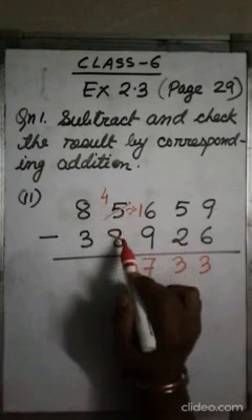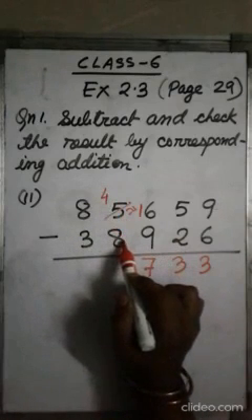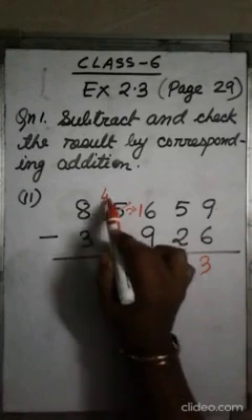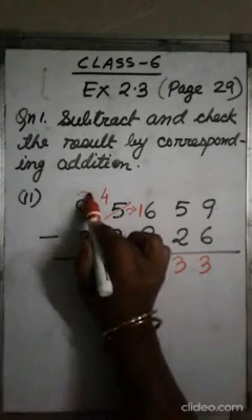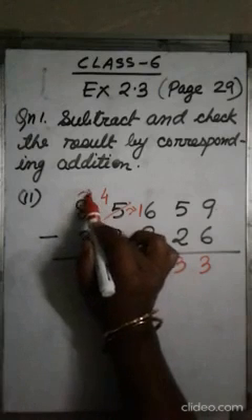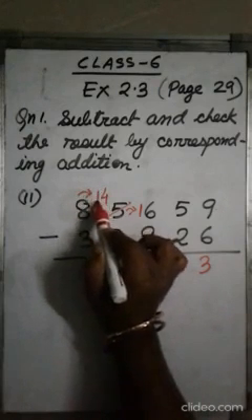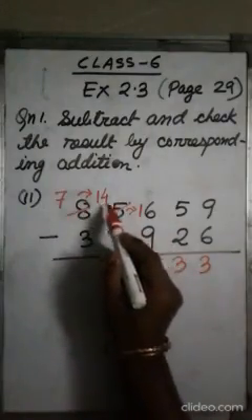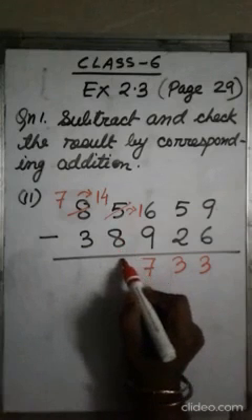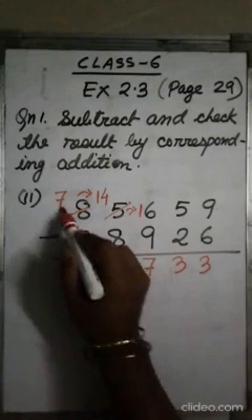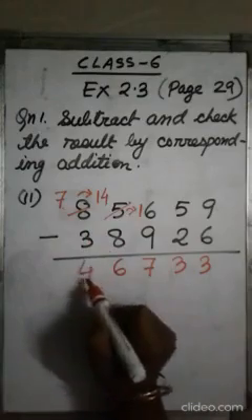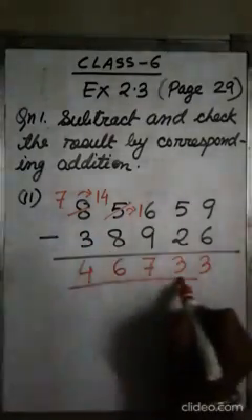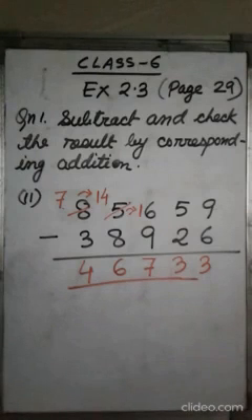Here 4 minus 8, again we can see 8 is greater than 4. I have to take 1 from 8 and it becomes 14. This will become 7. 14 minus 8 is 6. 7 minus 3 is 4. So this is your result.